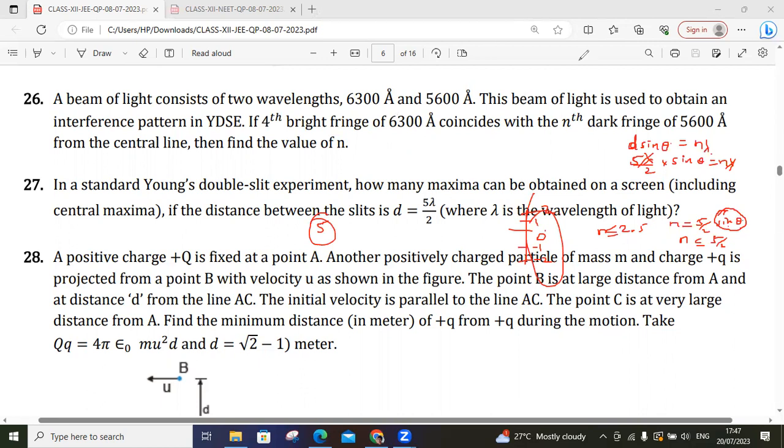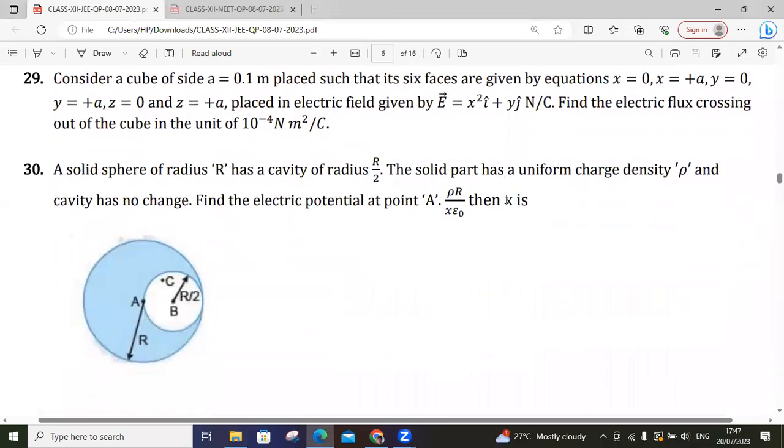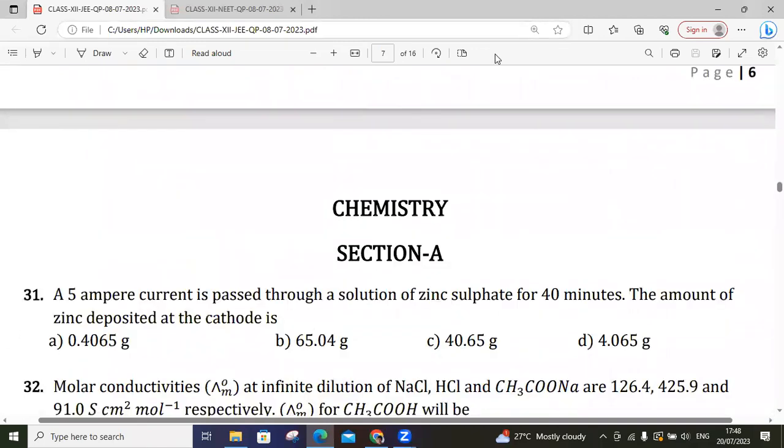28th is positive charge. 29th is also charge, 30 is also charge. Okay, so we'll end it here.